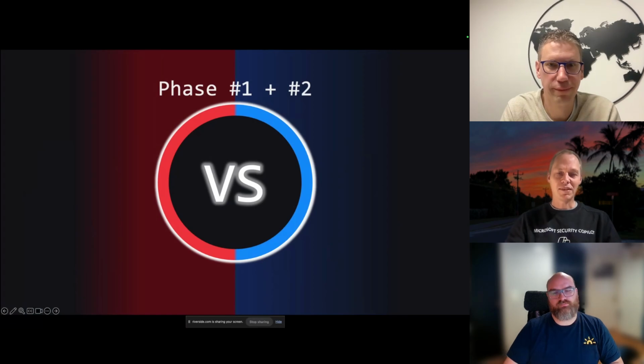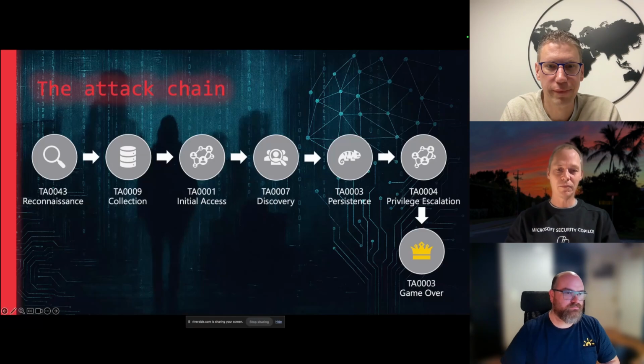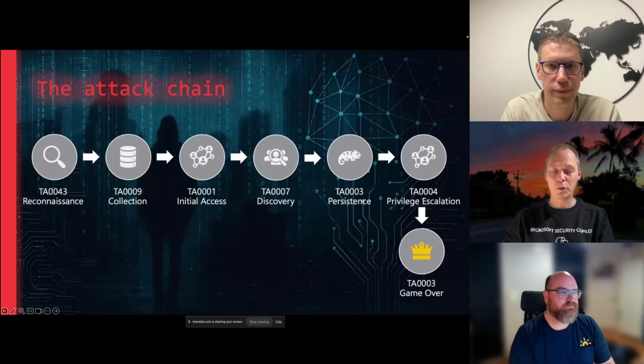Cool. The session is separated in phases. Phase 1, as just explained, is the reconnaissance and the collection. After I've shown the attack chain, Fabian will go into the detection and protection and preventive measures that we can take. And after that, we'll pick it up for phase 3 and 4, which will be initial access and discovery.